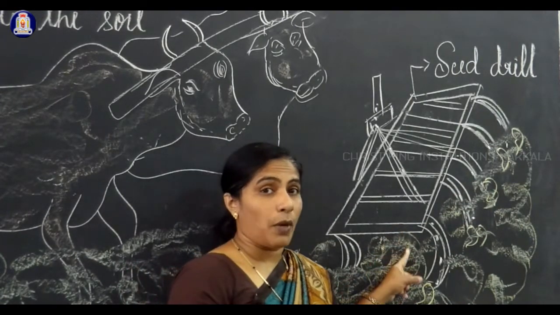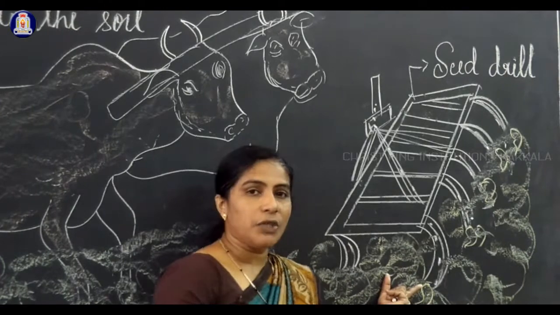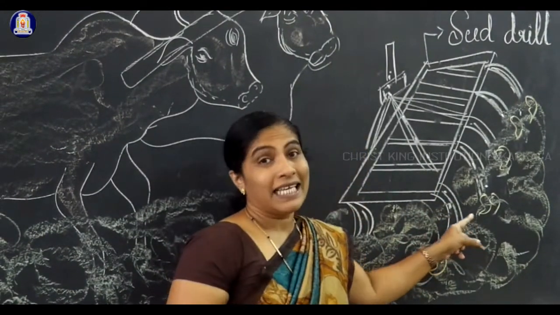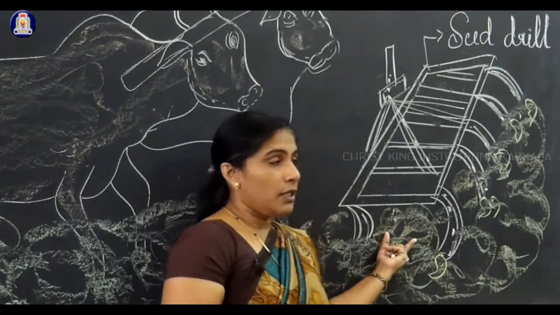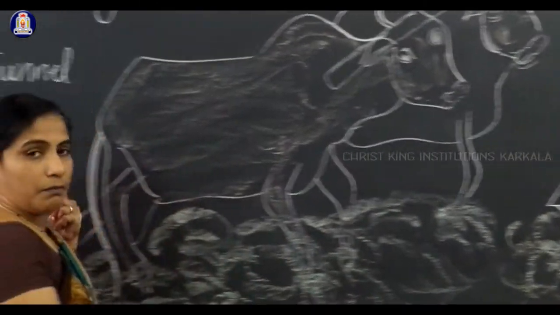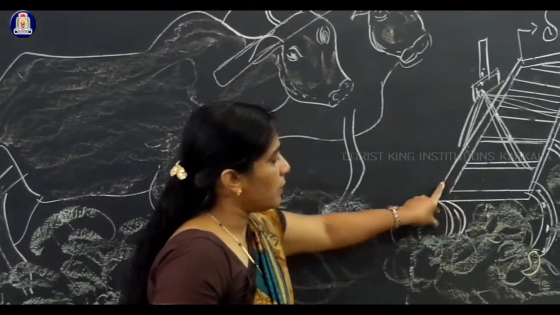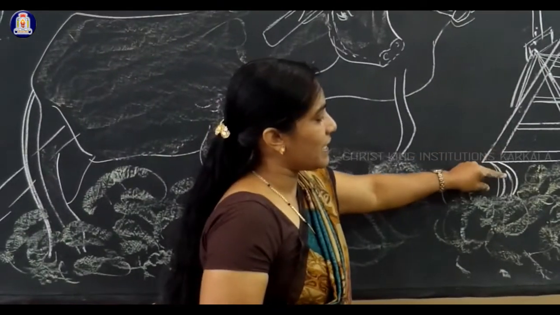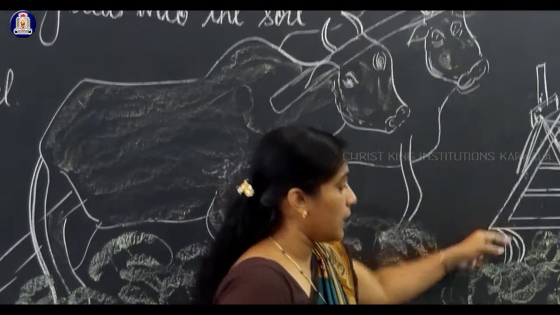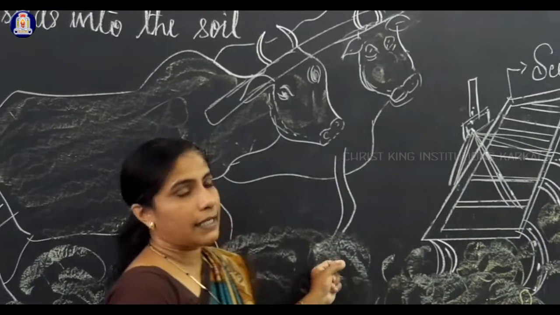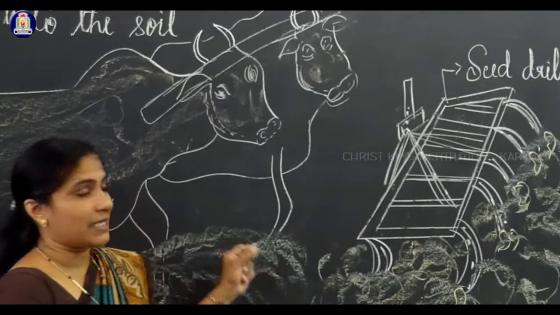What is an advantage? One, the seed will be sown uniformly. Second, less time. Third, less labor will be there for the purpose of sowing the seed. So that is one advantage. And each plant will get proper sunlight, proper nutrients, etc.